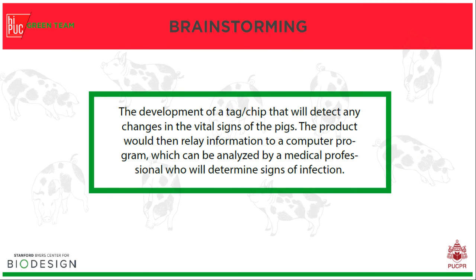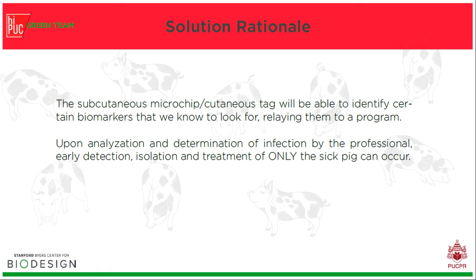So after intensive brainstorming, we came up with this solution, and it's the development of a tag or a chip that will detect any changes in the vital signs of the pigs. The product will then relay information to a computer program which can be analyzed by a medical professional who will determine signs of infection. So our rationale, what is the solution essentially? We would either have a subcutaneous microchip or a cutaneous tag that would be able to identify biomarkers that we know to look for, which we have established to be SIRS, and would relay them back to a program.